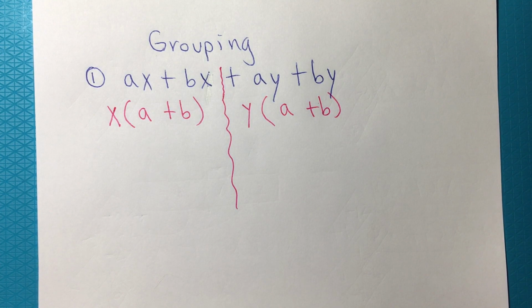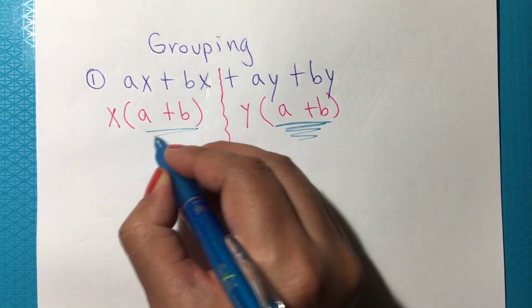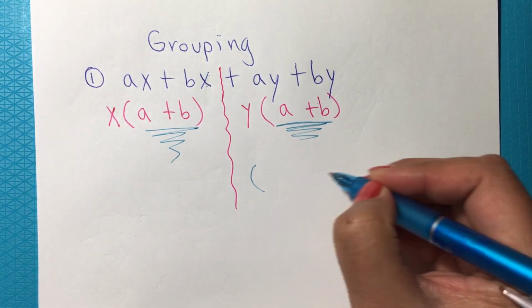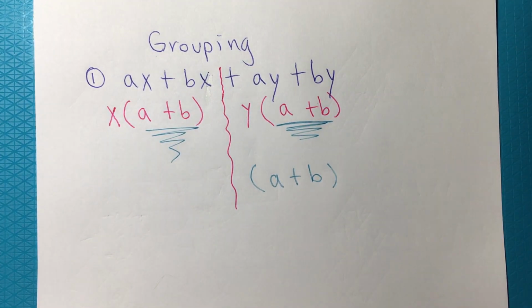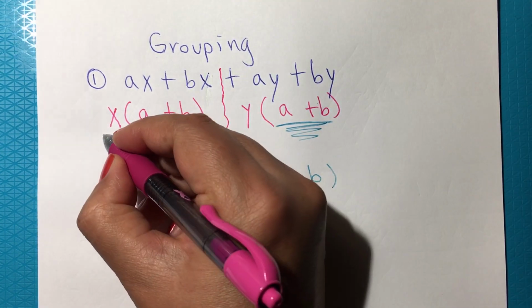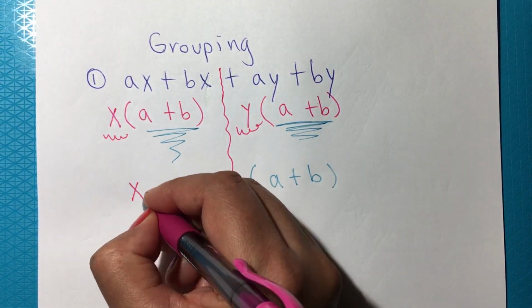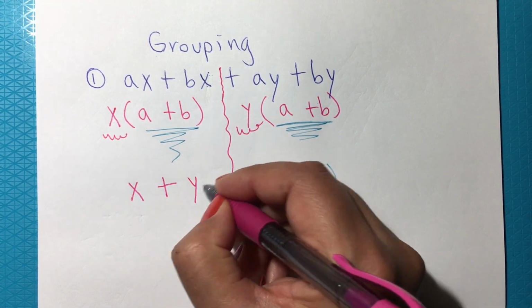And something that I want you to notice is that these two results are the same. So we're going to write them as one of the factors and only write it one time. The other ones, the ones that are the greatest common factors outside, we're going to write them on a separate factor. So x plus y.